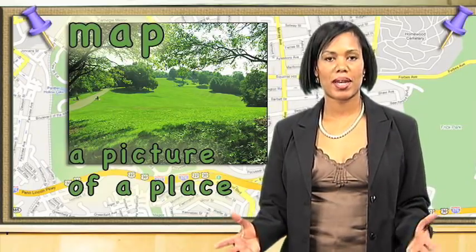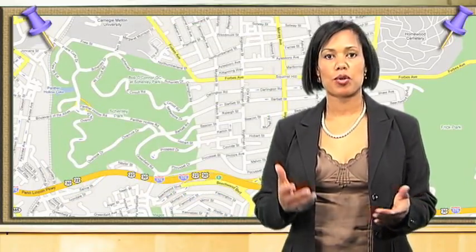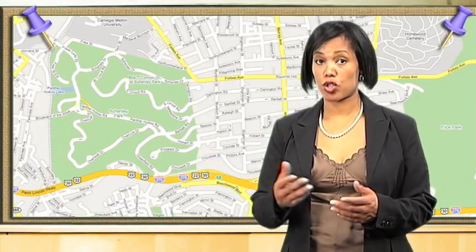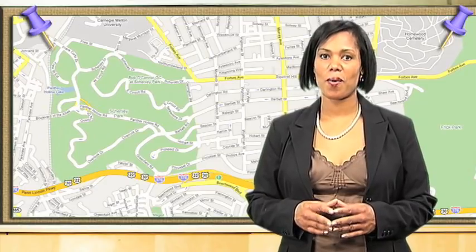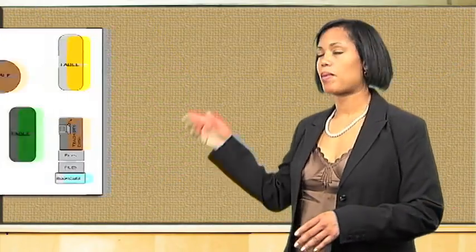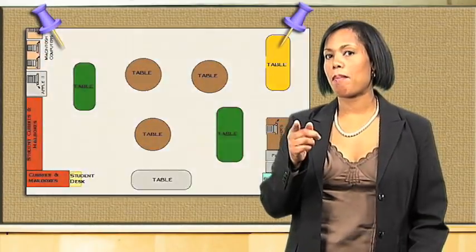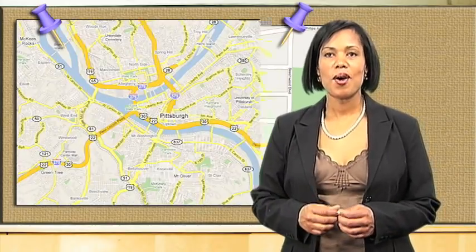And there are so many kinds of maps. Some maps are big and some maps are small. Some maps show us things from really far away, and some show things that are not so far away, like this map of my classroom. There can be a map of your backyard, your neighborhood, a city, or even the whole world.